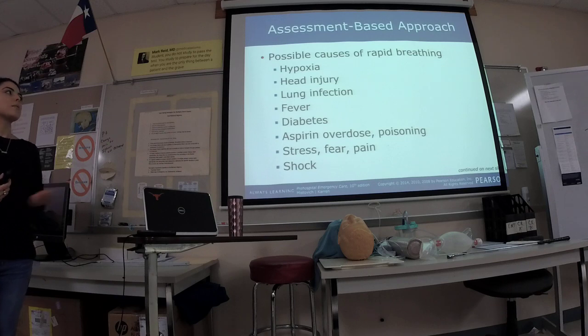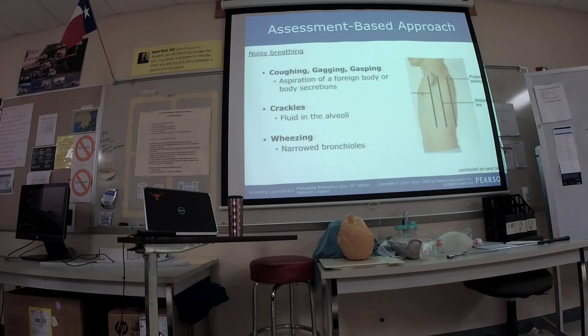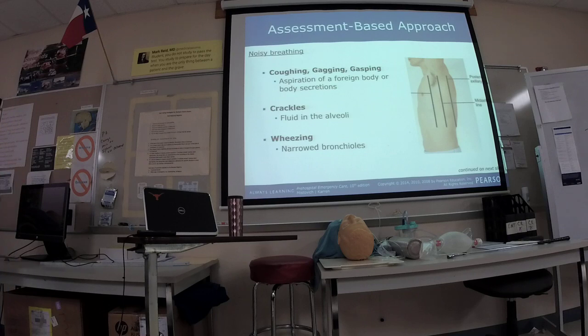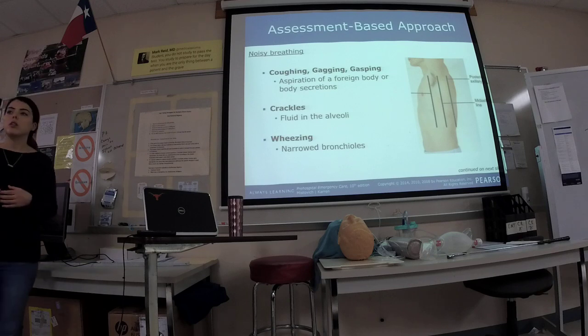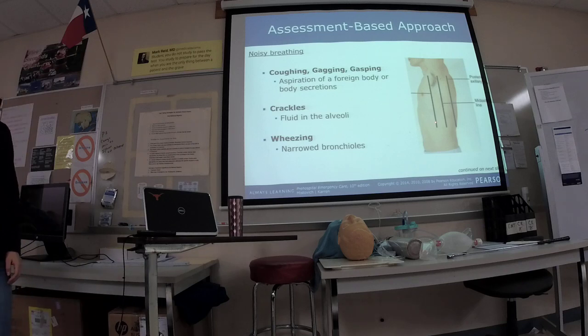So these are just some causes of rapid breathing, which most of you know, so we can skip that. For noisy breathing, if they're coughing, gagging, gasping, this is going to mean that they've aspirated a foreign body or there's something blocking their airway. Crackles is going to mean that there's fluid in the alveoli, and then wheezing is going to mean that the bronchioles are narrowed. And whenever we're auscultating for lung sounds, we're going to use the mid-axillary line here.